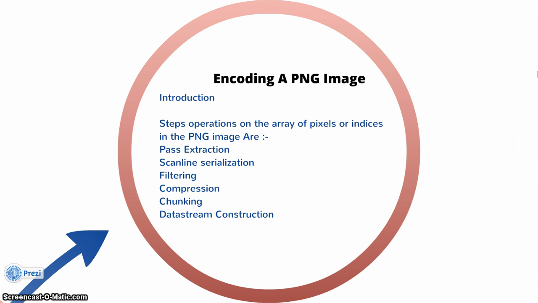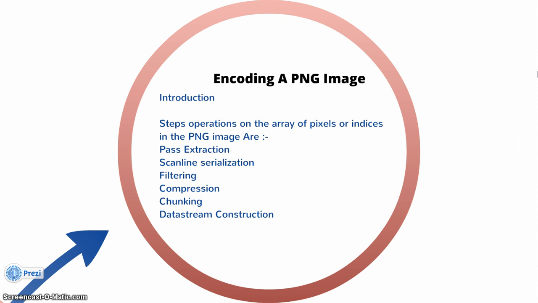Firstly, starting with pass extraction. To allow for progressive display, the PNG image pixels can be rearranged to form several smaller images called reduced images or passes. Secondly, scanline serialization. The image is serialized one scanline at a time. Pixels are ordered left to right in a scanline and scanlines are ordered top to bottom. Thirdly, the filtering part. Each scanline is transformed into a filtered scanline using one of the defined filter types to prepare the scanline for image compression.